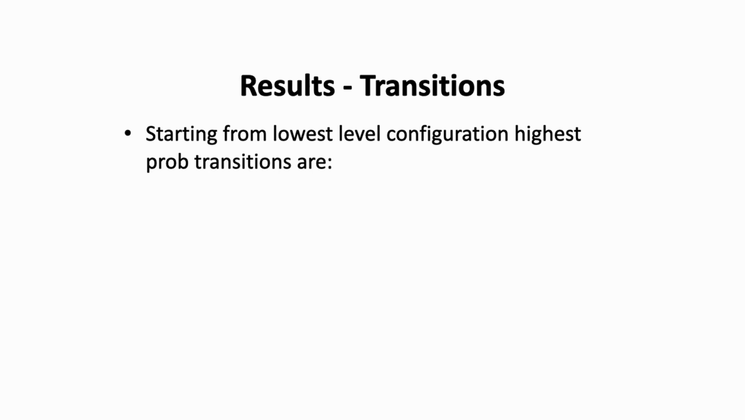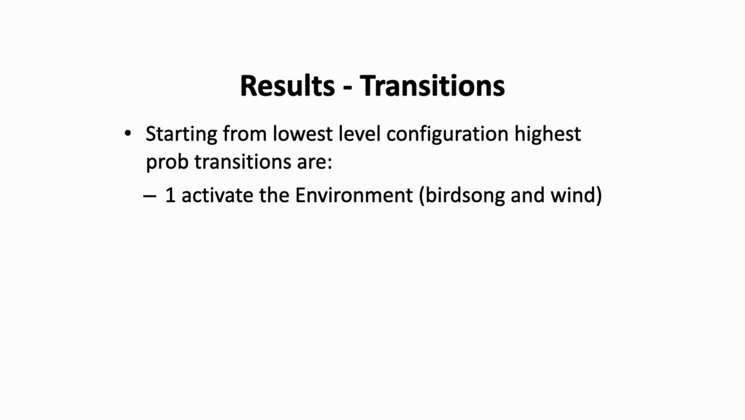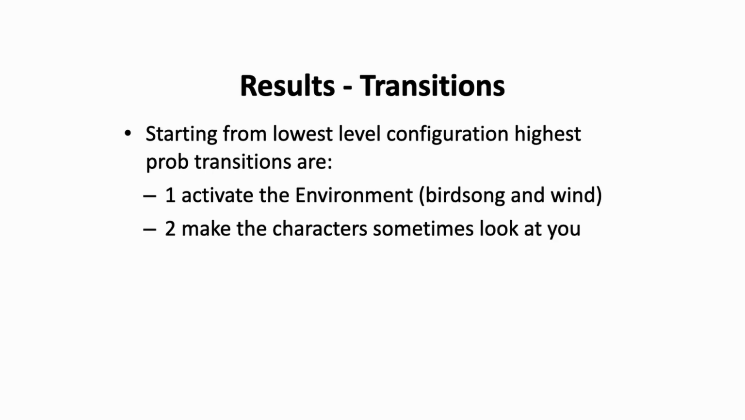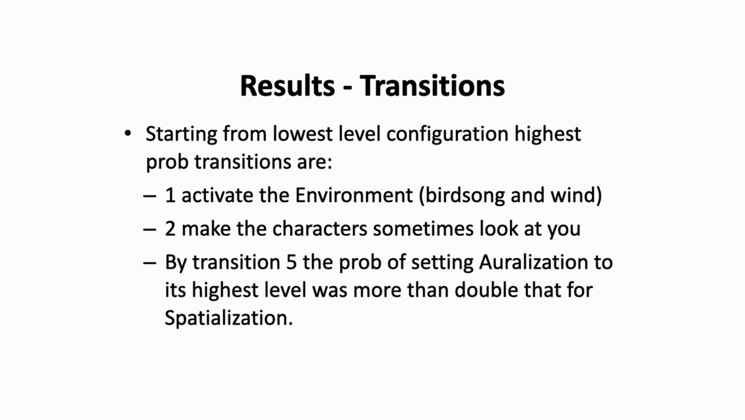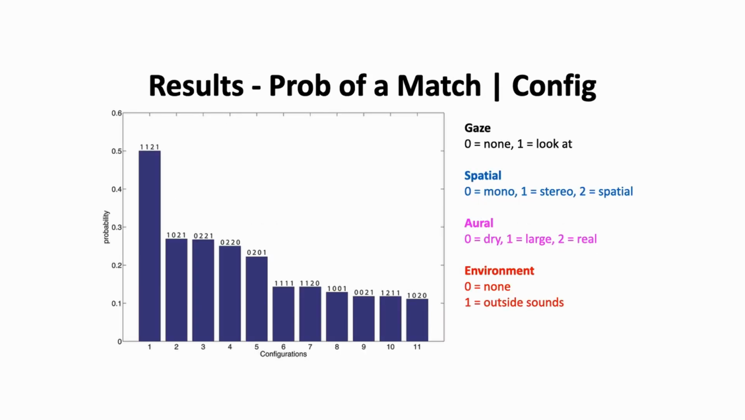So what we found is that starting from lowest level configurations, the highest probability transitions are, first, activate the environment. There was a door to the outside in that virtual room where birdsong and wind was coming in. They wanted to hear the birdsong and wind. And second was make the characters sometimes look at you. This was the second most important transition that we found. By transition 5, the probability of setting auralization to its highest level was more than double that for spatialization.